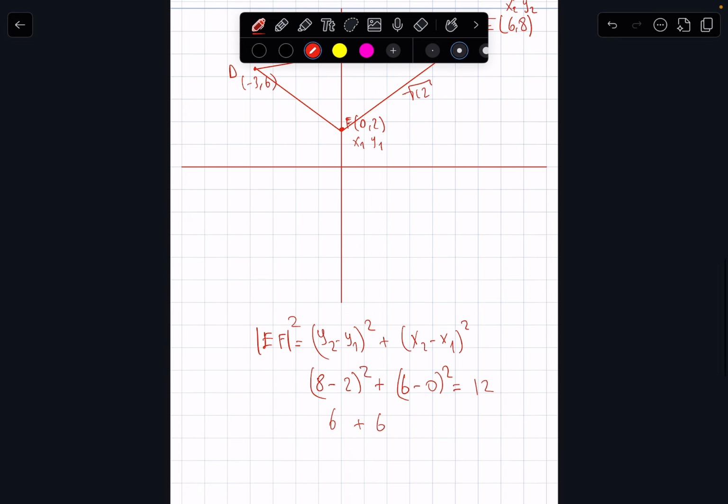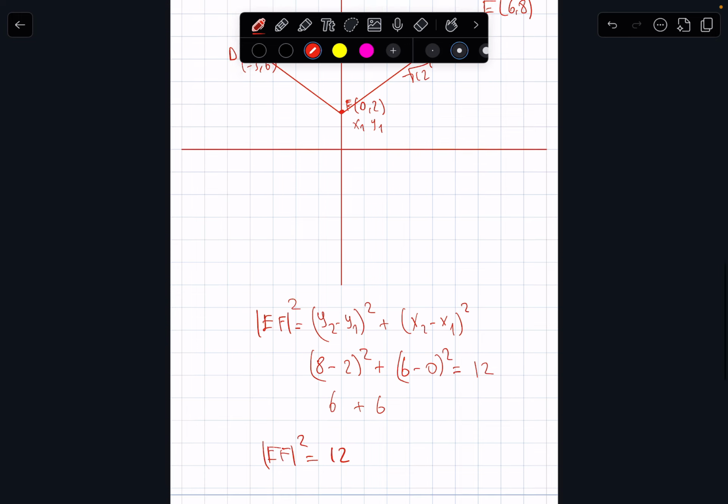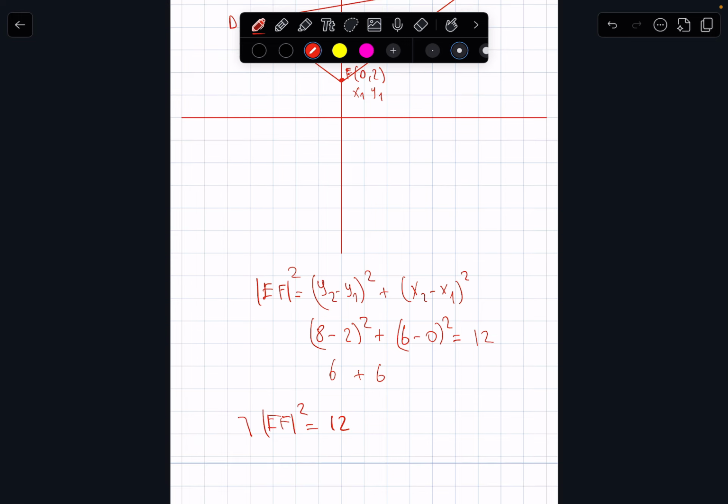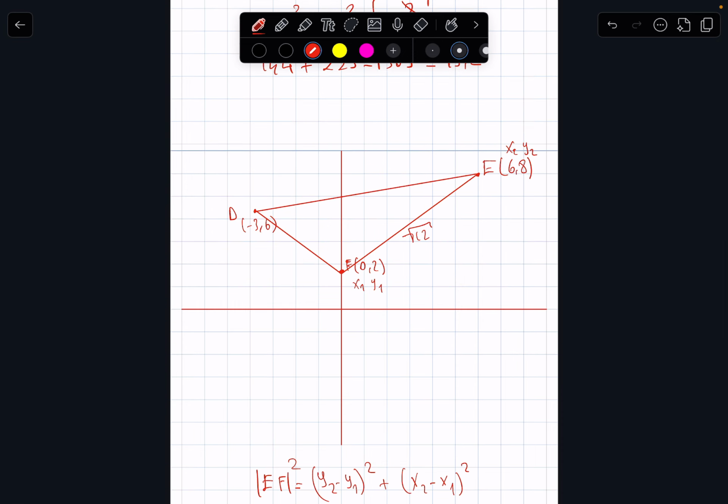Okay? Because EF square is, if EF square is equal to 12, what am I going to do? I'm going to take square root of both sides. Okay? What's happening? I'm getting rid of these two. Then EF is left alone, which is equal to square root 12. So we found that.